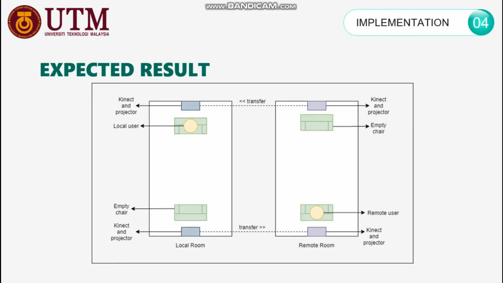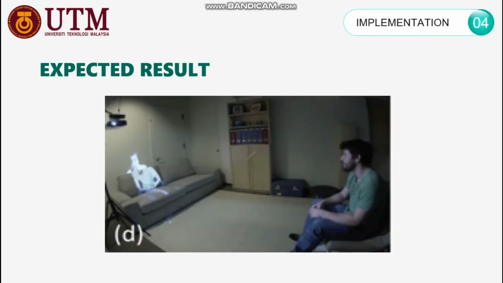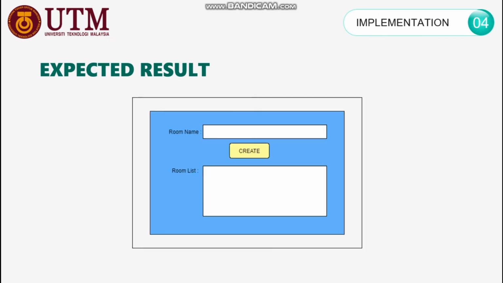This is the expected result of the workspace, where there are two different rooms. The first room is for the local user, and the second room is for the remote user. As you can see here, both local user and remote user have similar orientations. This is the expected result image.